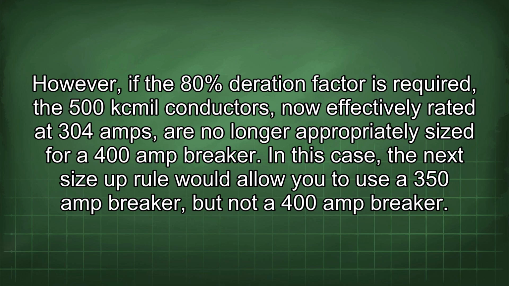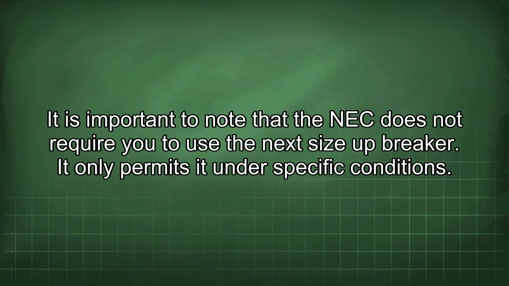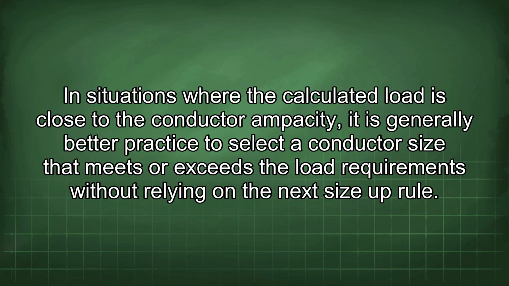In this case, the next size up rule would allow you to use a 350 amp breaker, but not a 400 amp breaker. It is important to note that the NEC does not require you to use the next size up breaker. It only permits it under specific conditions. In situations where the calculated load is close to the conductor ampacity, it is generally better practice to select a conductor size that meets or exceeds the load requirements without relying on the next size up rule.